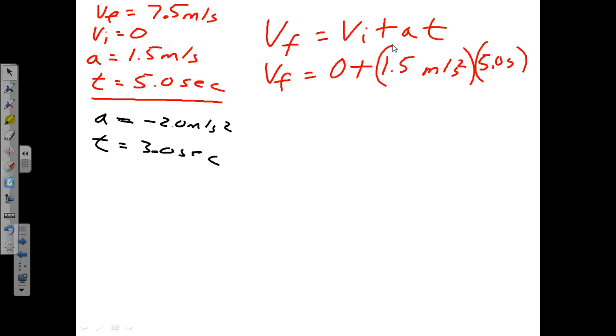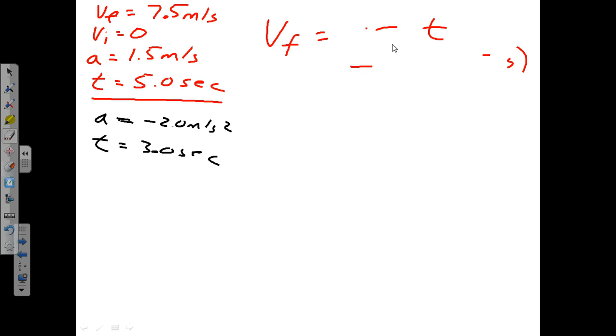What else do we probably need to know about the first part of the problem? How far does it go? So find the displacement. Let's do that. Several ways we could do it, but knowing what we know now, what's probably the easiest way to go about doing that? Probably the third equation down, which is delta x equals 1/2 (Vf plus Vi) times t. Probably the easiest way to go about it from what we know.